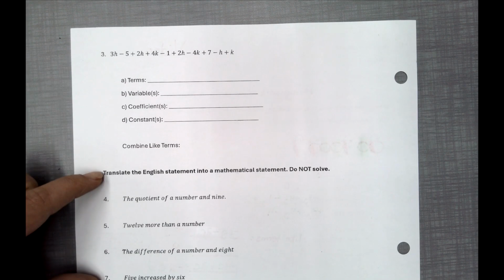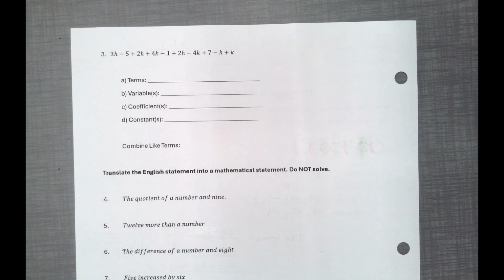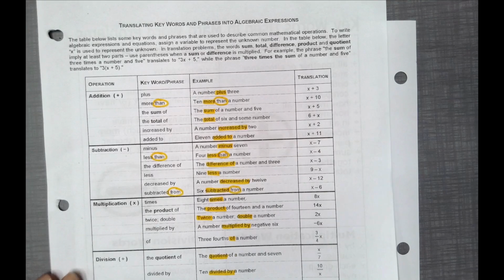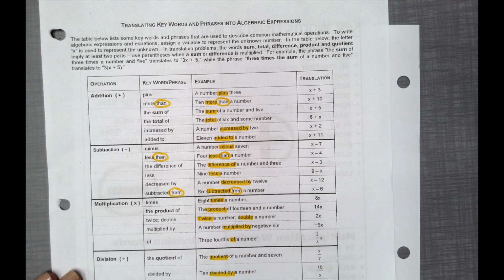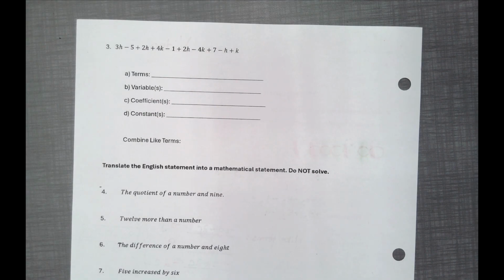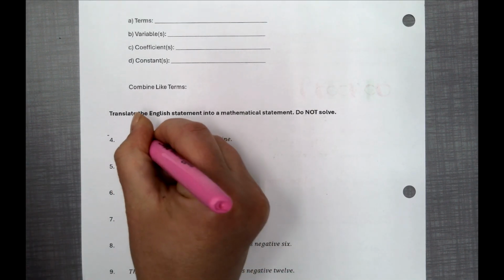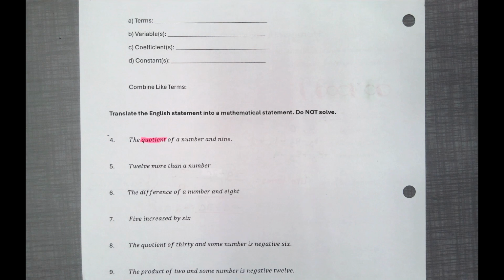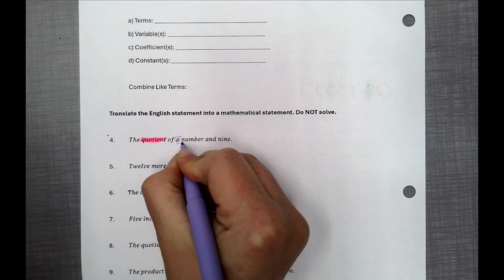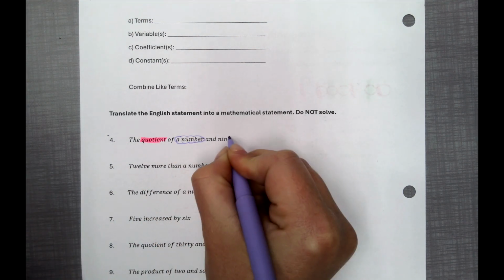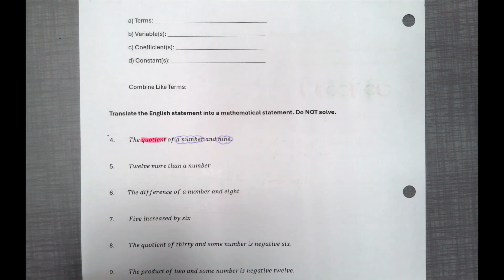And let's go ahead and do our translating. When you are translating, this is the paper that I'm looking at. There are different things that we need to translate, and there are things that we need symbols for. So let's do the very first one, the quotient. Quotient needs to be translated. Of a number needs to be translated. And 9 needs to be translated.